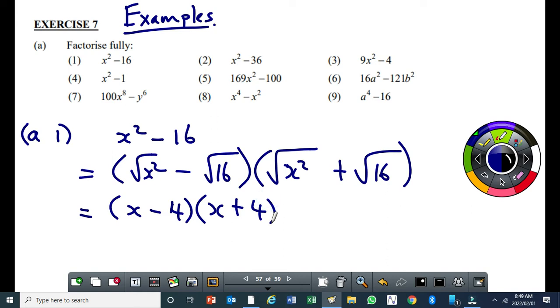In the next examples, I won't write this step. I expect you to know that x squared minus 16 is equivalent to x minus 4 times x plus 4.